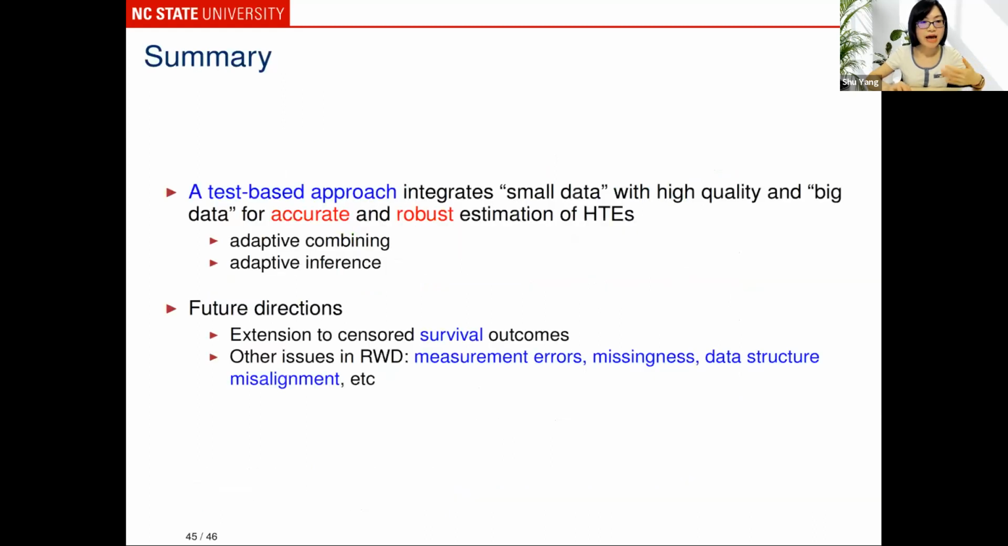In summary, we have a test-based approach that integrates small data with high quality and big data with possibly poor quality for accurate and robust estimation of HTE. We have an adaptive combining procedure. We have an adaptive inference procedure. In our future work, we may extend this framework to censored survival outcomes. This is because survival outcomes are most common in cancer clinical trials. We also need to develop methods to handle other issues in RWD, for example, measurement errors, missingness, data structure misalignment, and so on. So there are a lot of opportunities along this line of research.